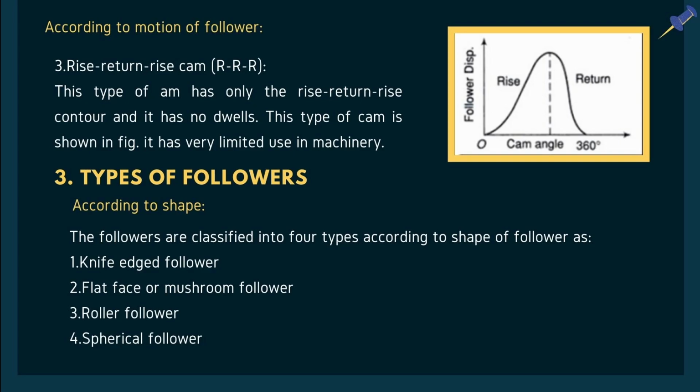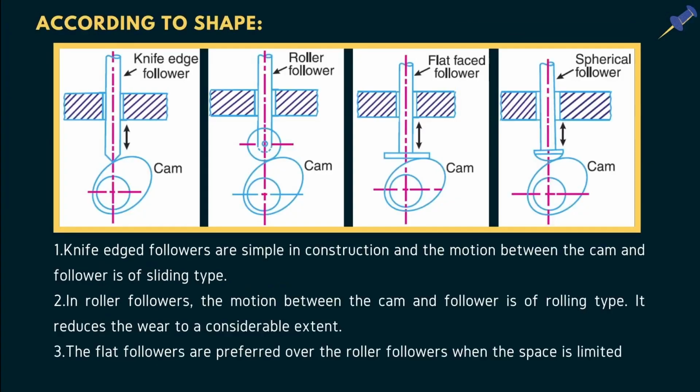They are subdivided into four classes which is first one is knife edge follower, second one is flat faced which is also called as mushroom follower, then we have roller follower and the last one is spherical follower. Here, whatever examples I have given based on surface of contact, these are all examples of reciprocating follower.